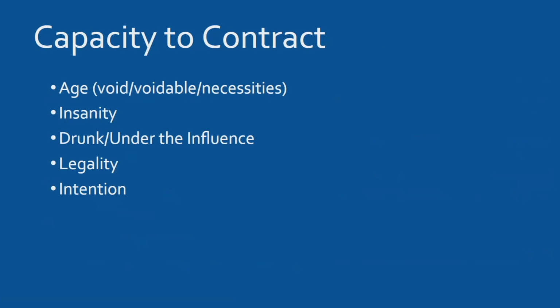Which runs into the next issue, which is really capacity. And when we think about capacity to contract, age is probably the one that stands out most. And as I say, in the internet world, this is a real problem. How do you know the person's old enough?